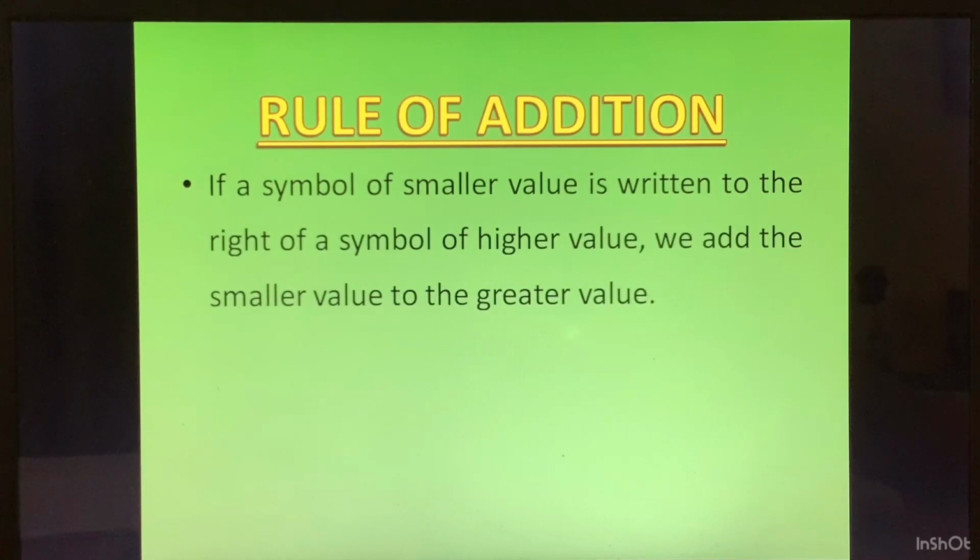Rule of addition. If a symbol of smaller value is written to the right of a symbol of higher value, we add the smaller value to the greater value. Now let us look at an example to understand. X stands for 10 and I stands for 1. I is on the right of X. So the smaller value symbol is on the right. We will add the 2 values, which is 10 plus 1, 11.